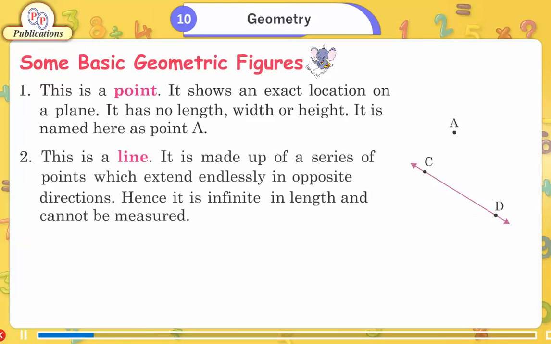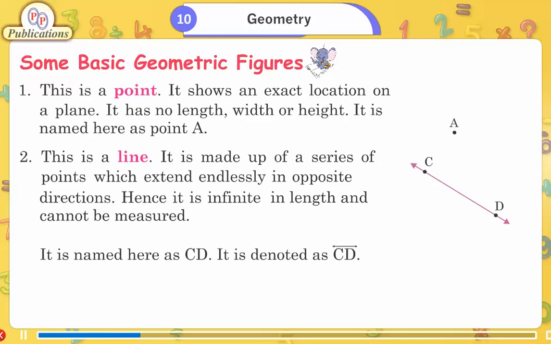2. This is a line. It is made up of a series of points which extend endlessly in opposite directions. Hence, it is infinite in length and cannot be measured. It is named here as CD. It is denoted as CD.